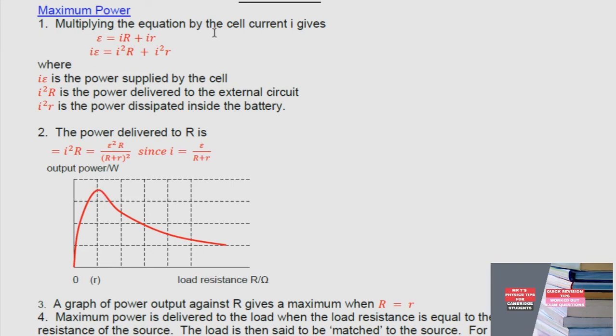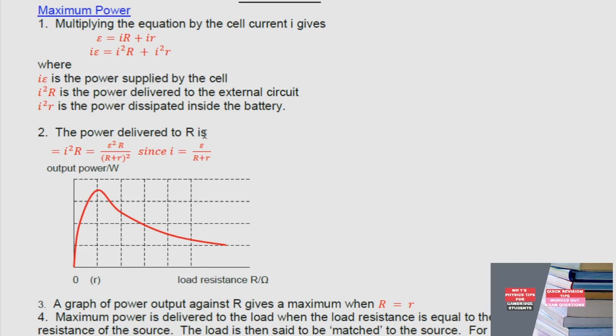So multiplying the equation by the cell current, remember we have E is equal to IR plus Ir. Now if you multiply by I on both sides, you're going to get EI is equal to I squared R plus I squared small letter r. Now EI is the power supplied by the cell, I squared R is the power dissipated in the external circuit, and I squared small letter r is power dissipated inside the battery.